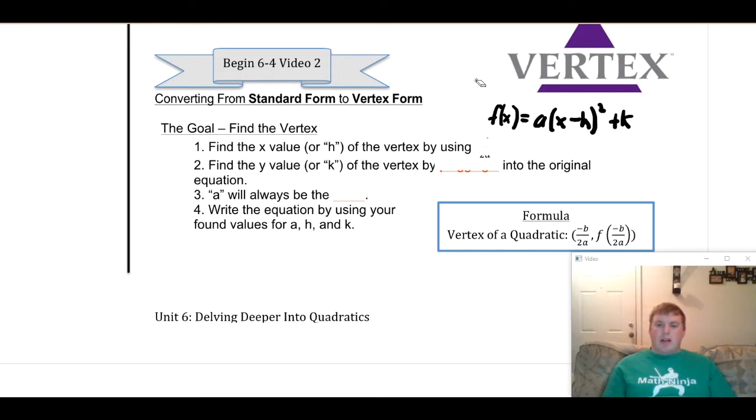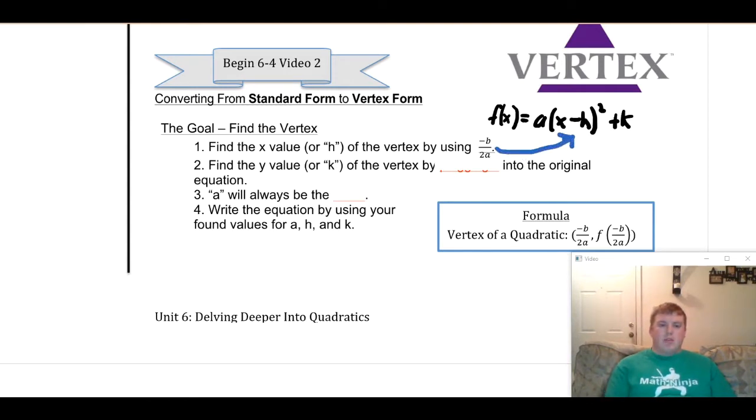Just as a reminder, I have written the vertex form off to our right here. It's f of x is equal to a times the quantity x minus h squared plus k. So the first thing we're going to want to do when finding the vertex is to find our x value, or in this model our h value, by using our vertex formula, negative b over 2a. That is going to give us the x value of the vertex, and we're going to plug that in where we have the h. So I'll just draw a little bit of a connector there.